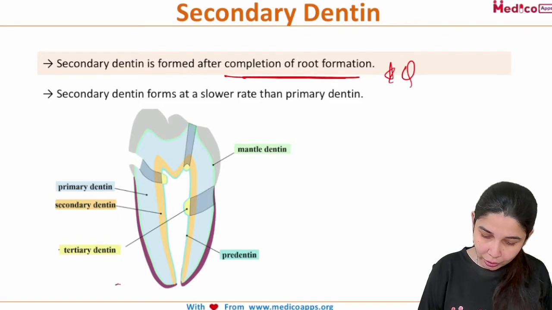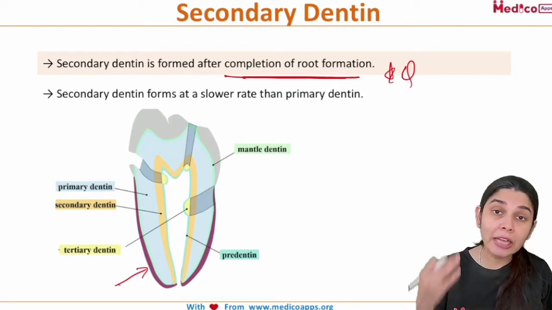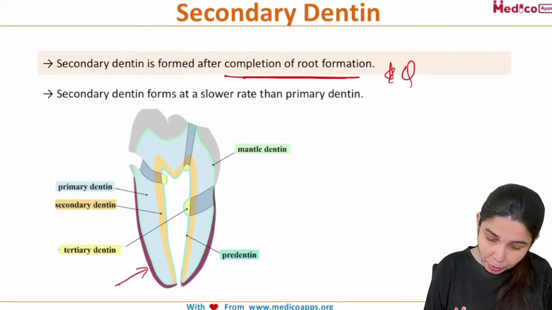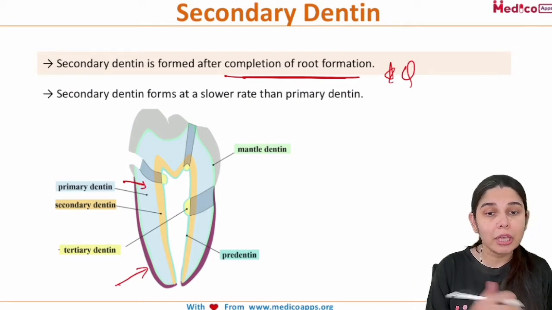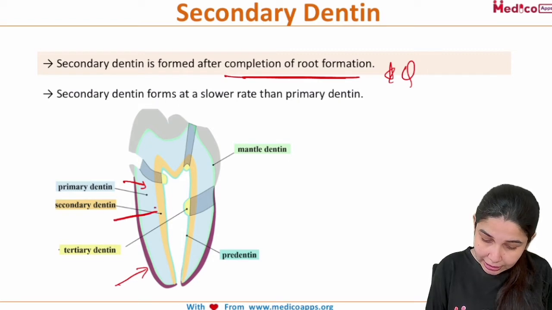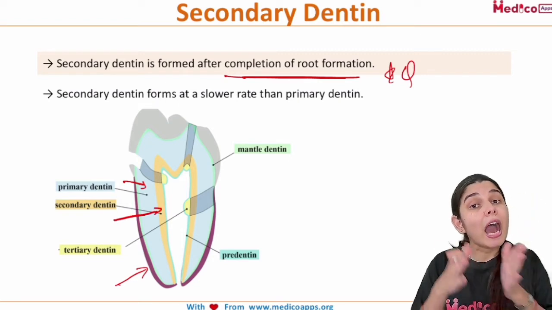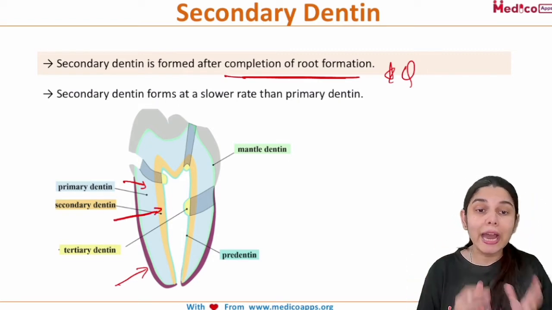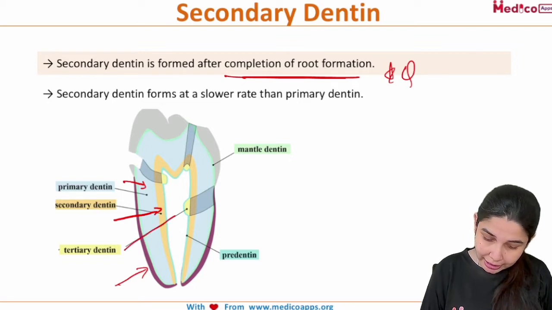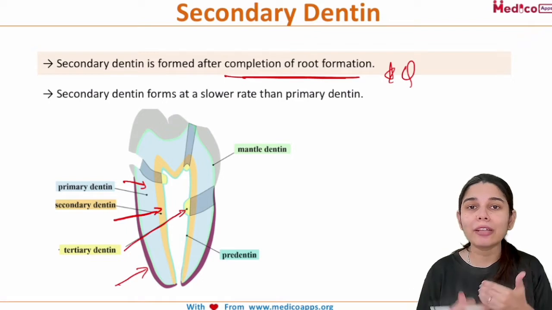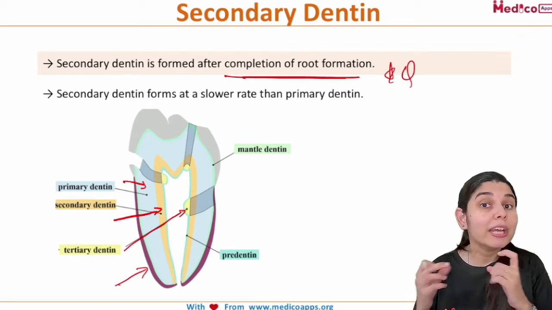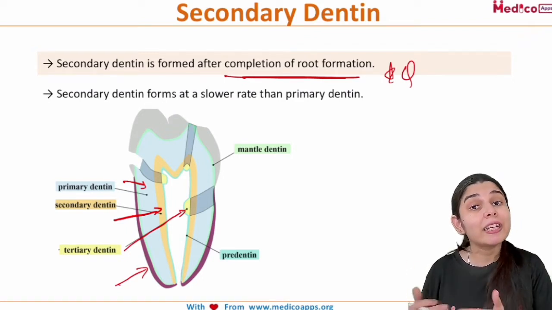As I have told you, there are three types of dentin. This bluish part is your primary dentin, which is formed before the tooth erupts. The yellowish part here is the secondary dentin, which is formed after the tooth erupts. And the last one is the tertiary dentin, or we can also say the reparative dentin. As you can understand by the word reparative, that means when it is repaired.